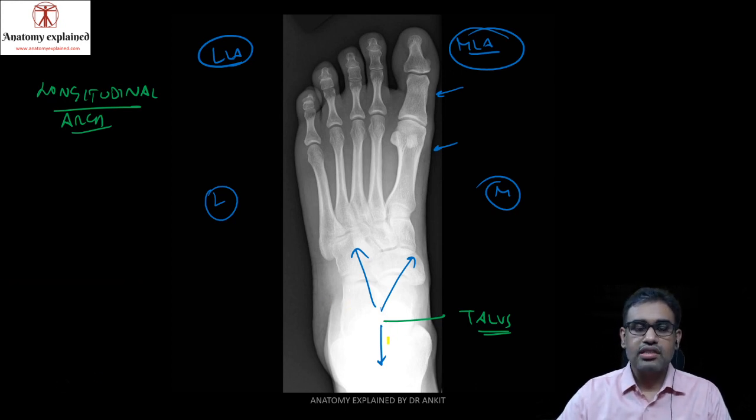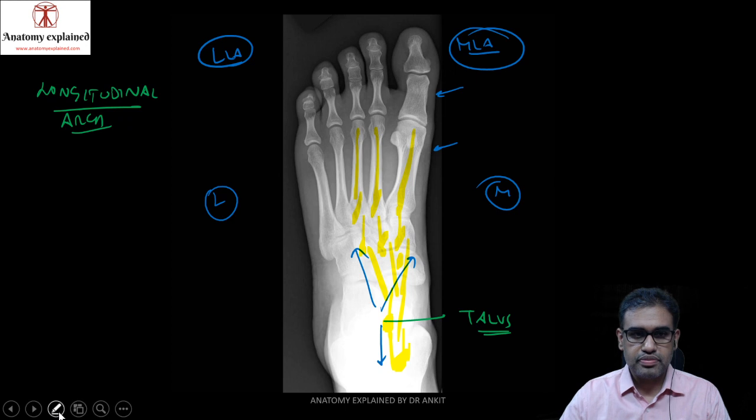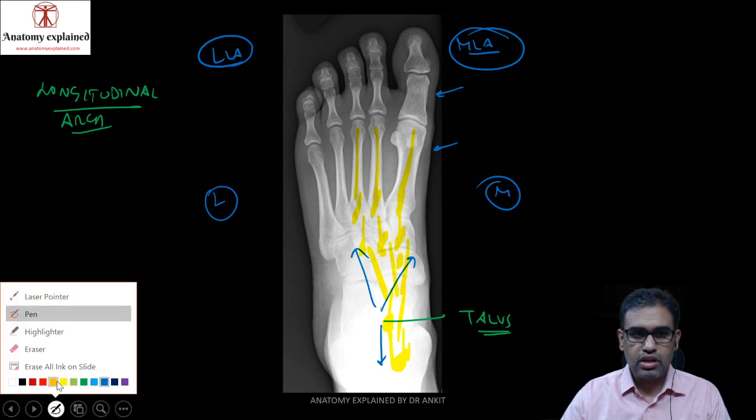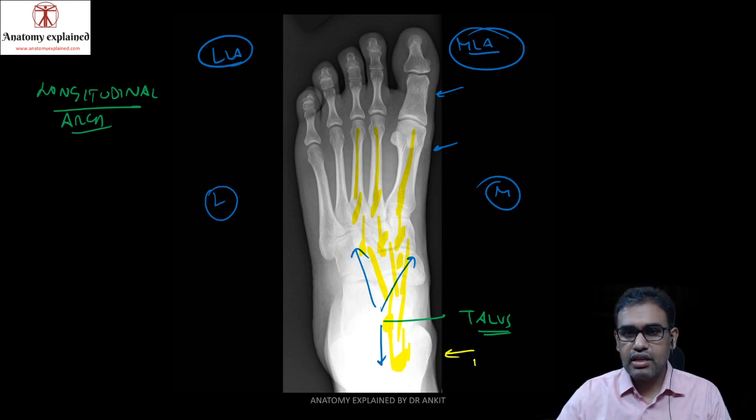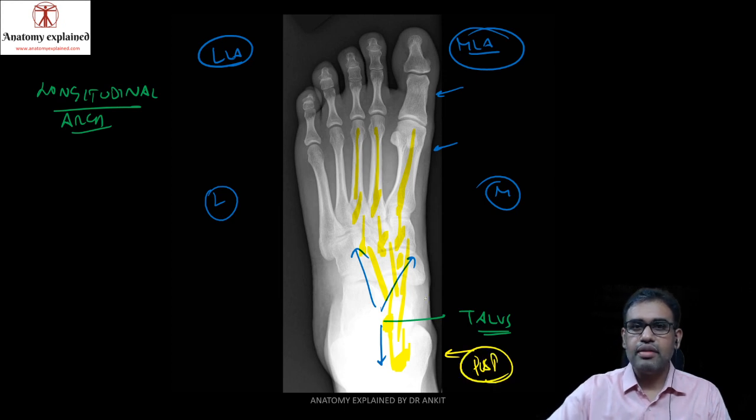So let us see what are the various bones involved in the medial and lateral longitudinal arch. The medial longitudinal arch, if we highlight it, is formed by the calcaneum behind, the talus obviously, then with the talus we have the navicular. In front of the navicular we have the three cuneiforms, and with these three cuneiforms we have the three metatarsals. So this yellow highlighted area forms the medial longitudinal arch. Therefore in this arch we have a posterior pillar formed by the calcaneum, and an anterior pillar formed by the heads of the metatarsals.